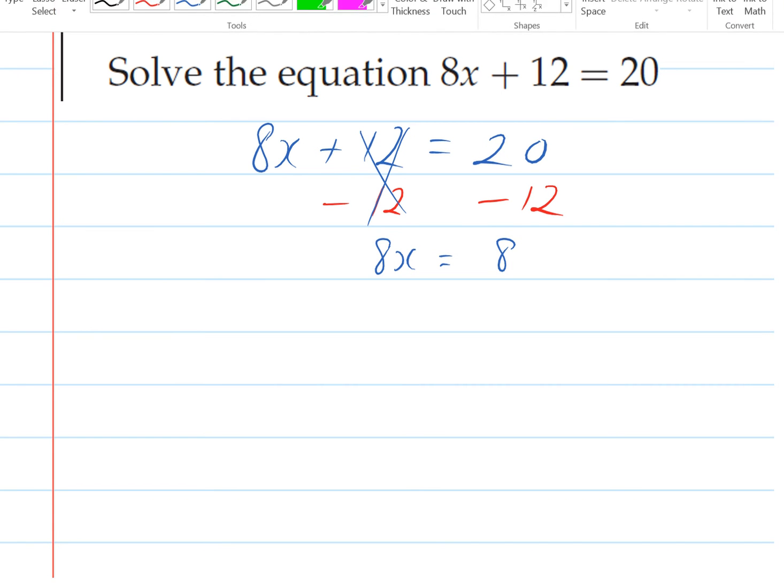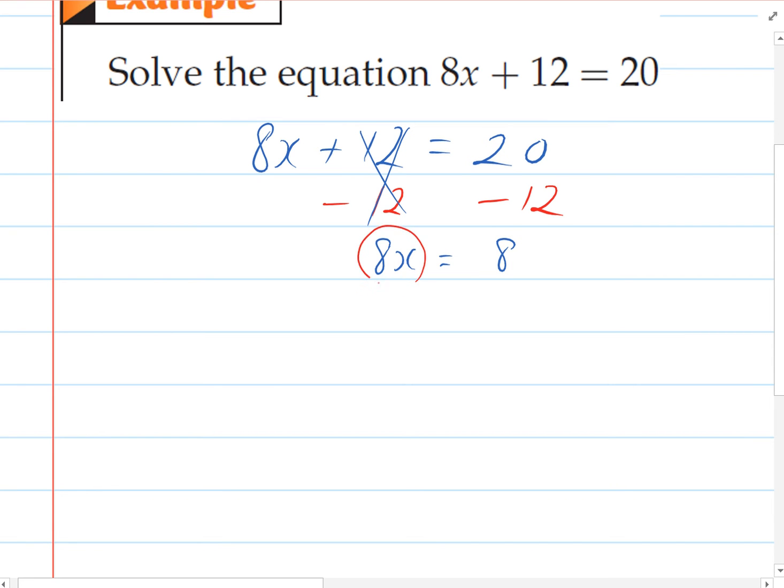So for my next step of working, I need to think about what's going on here. So 8x means 8 times x. So I've got to think of the opposite of timesing by 8. The opposite of timesing by 8 is dividing by 8. So I'm going to write divide by 8 on both sides. And because 8 divided by 8 is 1, all we're left with on that side is x, 1x. And we write 1x just as x. And on the other side we've got 8 divided by 8 as well, and so we have 1 for that answer there. So for this question, x equals 1.